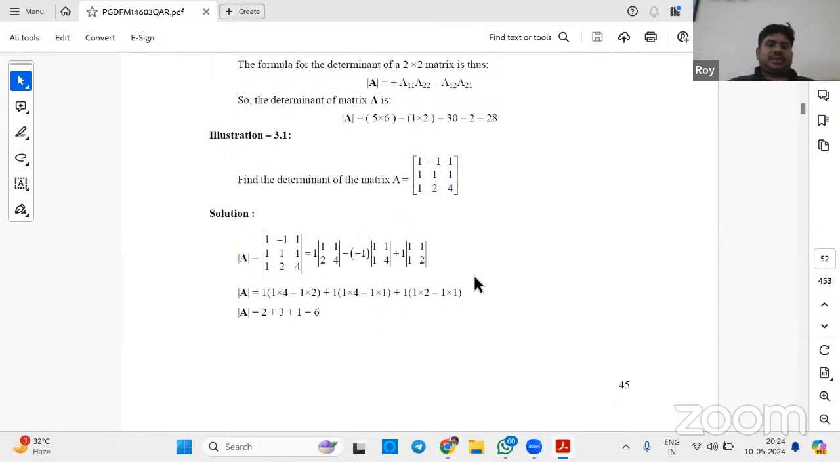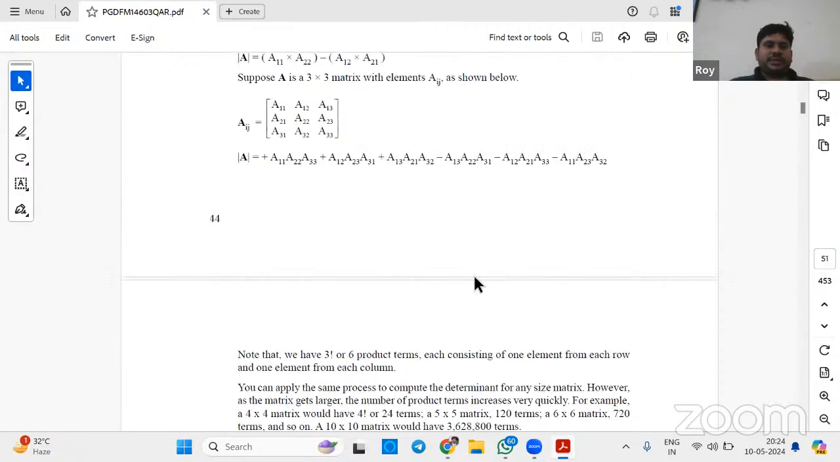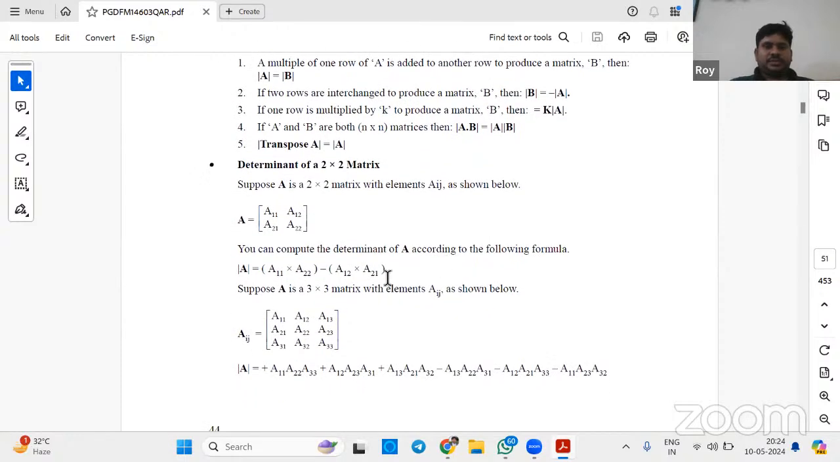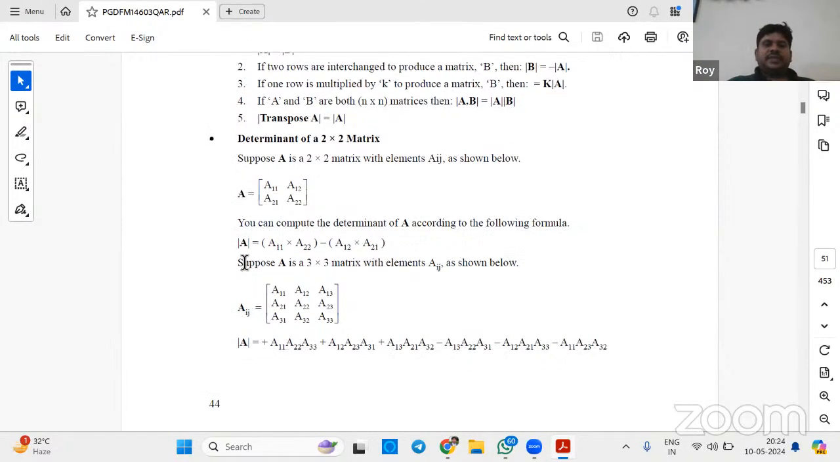Now, before going to that, let me again give the definition of determinant. See this here, you can understand. Determinant of A, let us say if it is a 2 by 2 matrix, is A11 into A22 minus A12 into A21. This is the determinant. Just remember it like this, cross.